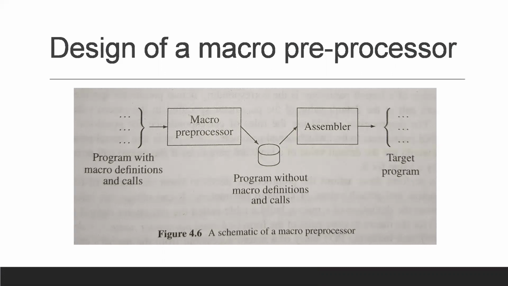So the macro preprocessor will do its task of expanding all the macros, that is, we call it macro expansion. Once the macro expansion is done, a program with macro definition and calls will be replaced with a program without macro definition and calls. That means a simple, line by line program will be generated.